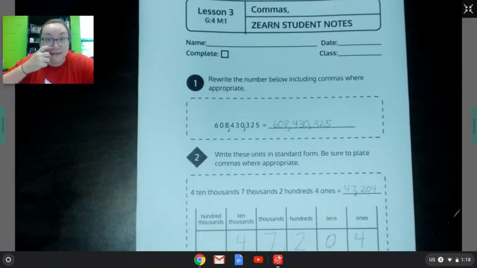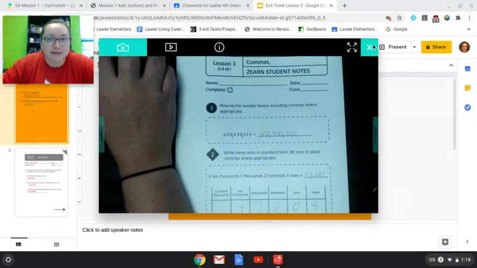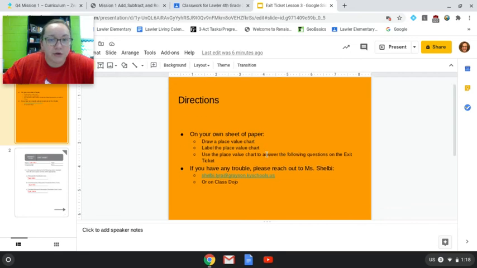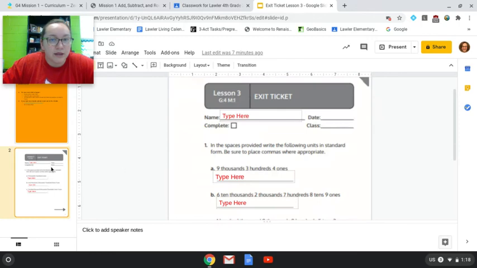This is lesson 3. And I'm going to show you guys what your exit ticket is going to look like. So it says directions on your own sheet of paper. You need to draw a place value chart, label the place value chart, and use the place value chart to answer the following questions on the exit ticket. And as always, if you have any trouble, reach out to me either through email or on Class Dojo.